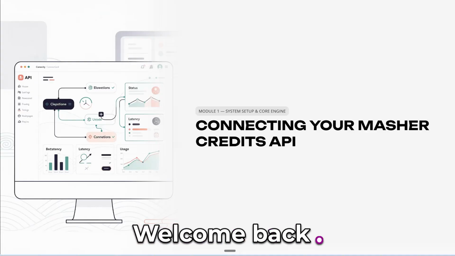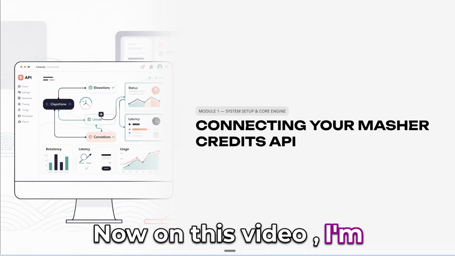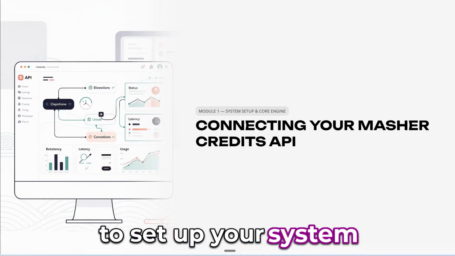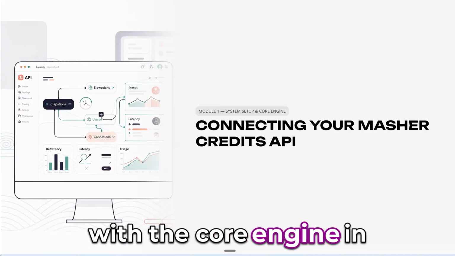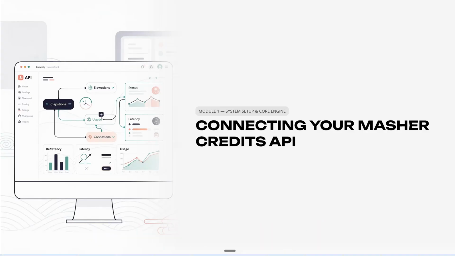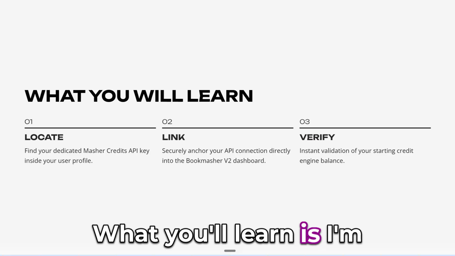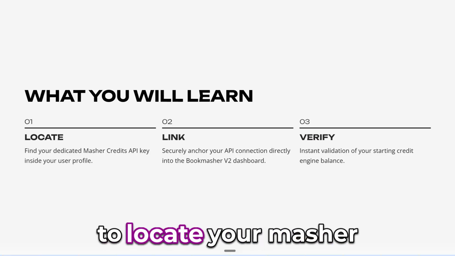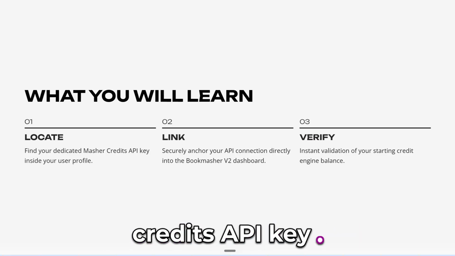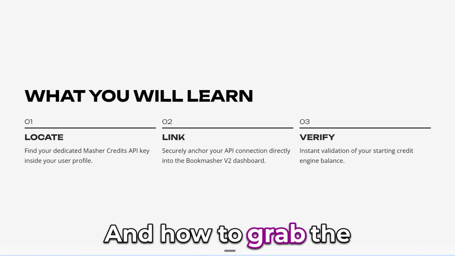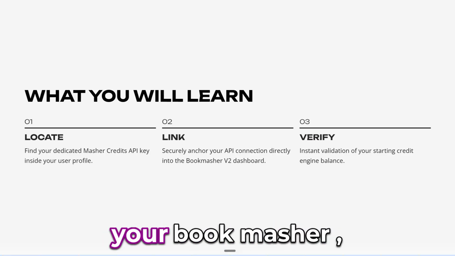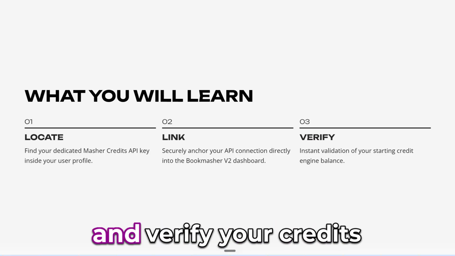Welcome back. Now, in this video, I'm going to show you how to set up your system with the core engine and your Master Credits API. What you'll learn is how to locate your Master Credits API key, which is very easy, and how to grab the API key, put it into your BookMasher, and verify your credits.